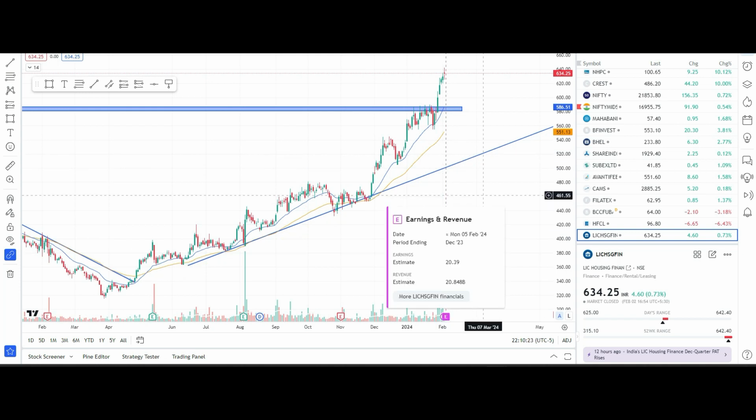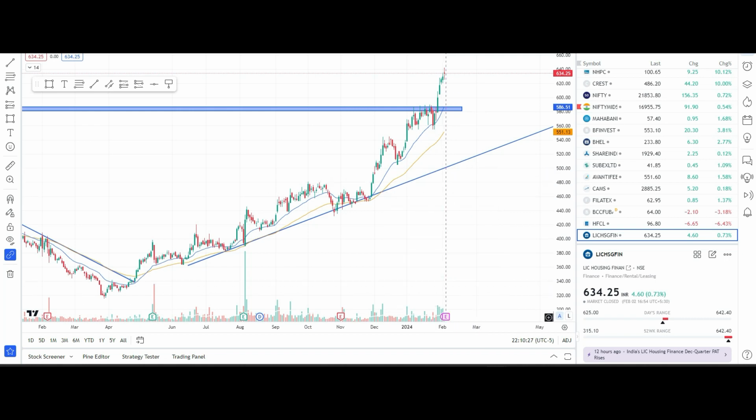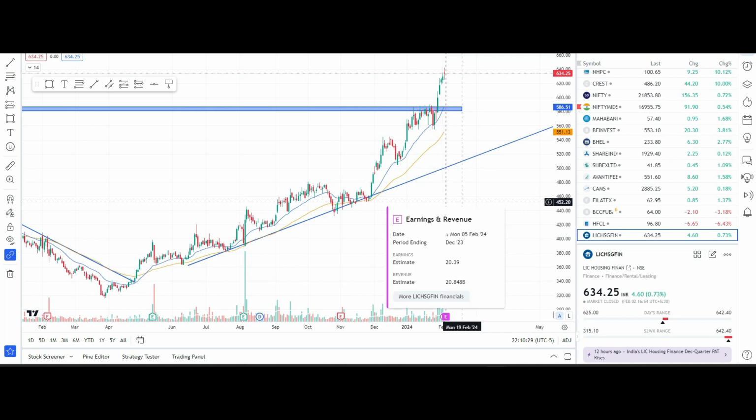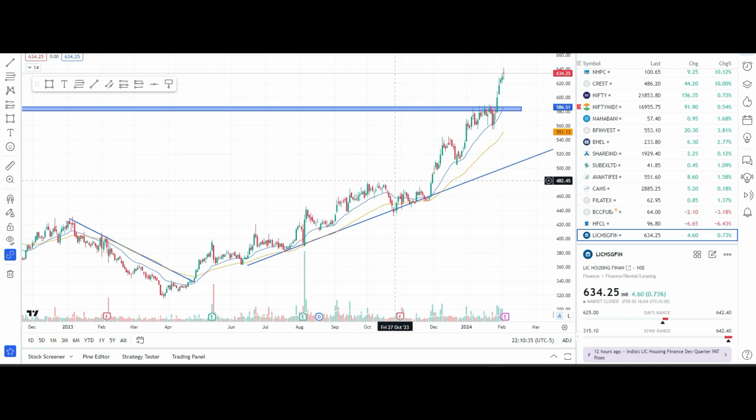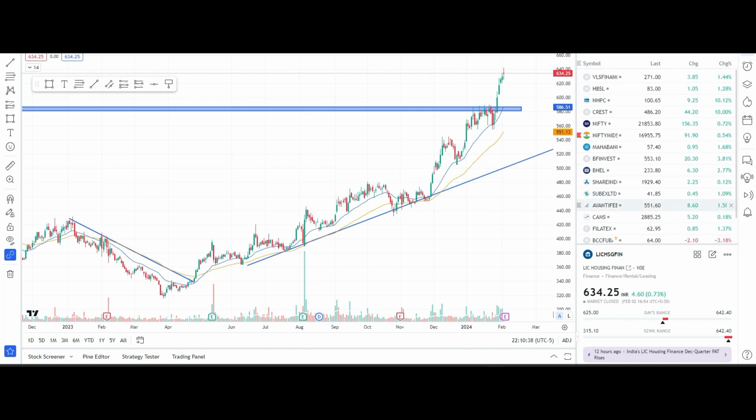The results are coming up soon. So Monday we have the results. I don't know what will happen then. Let's see what happens. I personally hold some shares of LIC right now. So those are the stocks which are in the consolidation phase, I mean, the accumulation phase, and the second leg of accumulation, you can say.